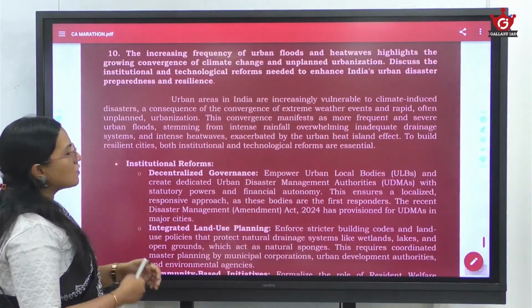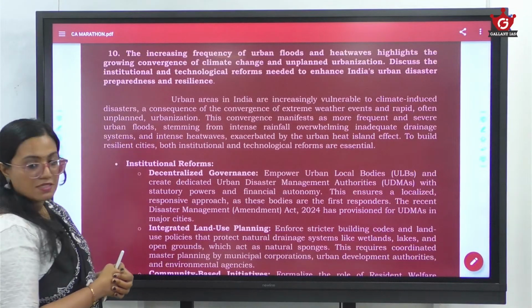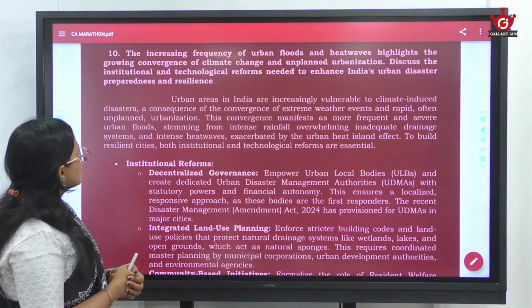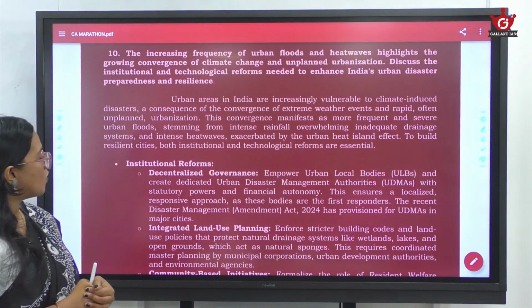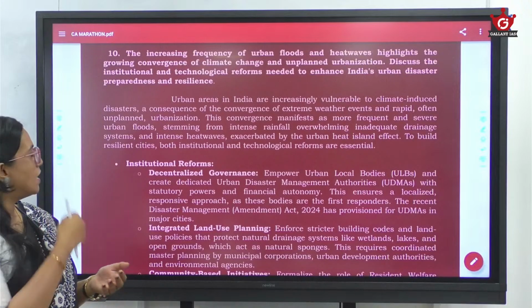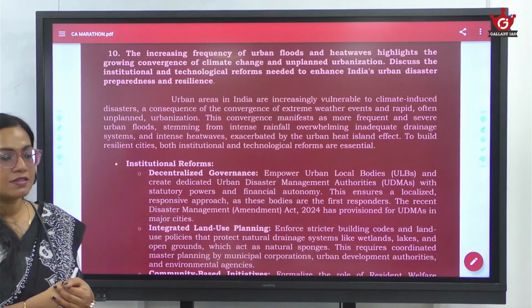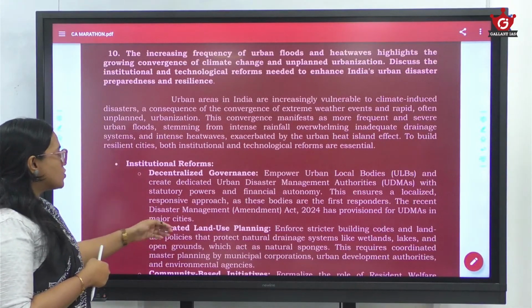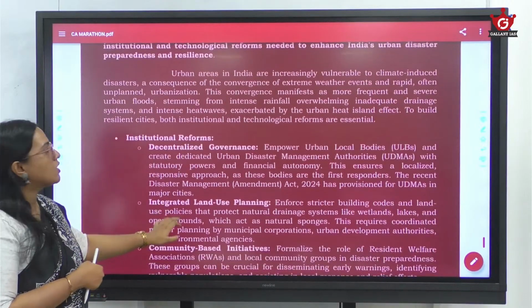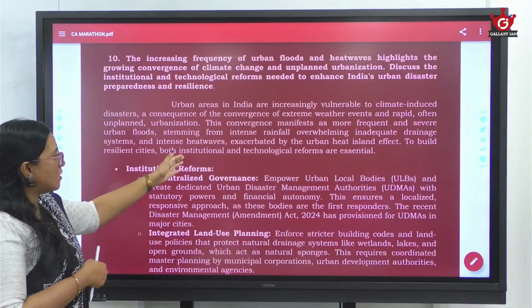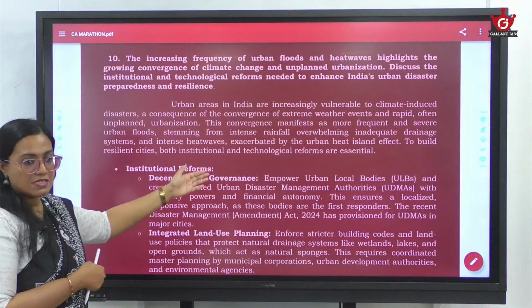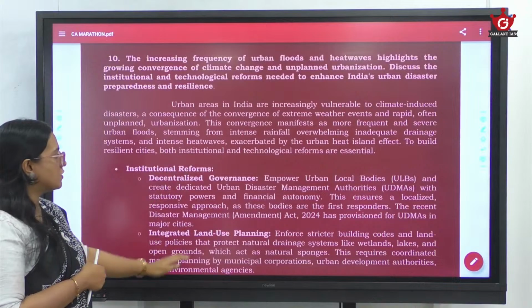The increasing frequency of urban floods and heat waves highlights the growing convergence of climate change and unplanned urbanization. Discuss the institutional and technological reforms which are needed to enhance India's urban disaster preparedness and resilience. So, what are the institutional reforms which are required? You should talk about what urban disasters our cities are actually facing now. That should be your introduction.